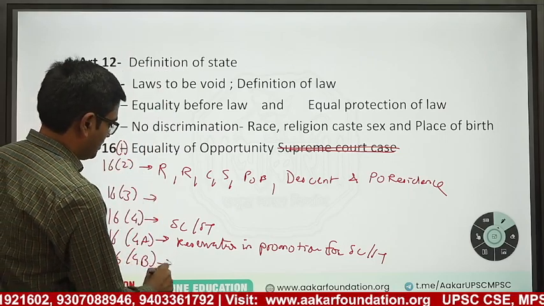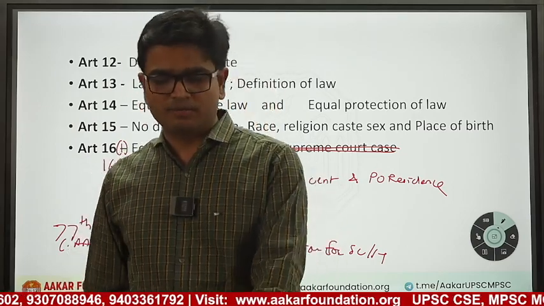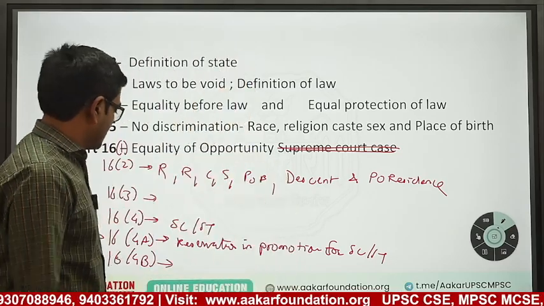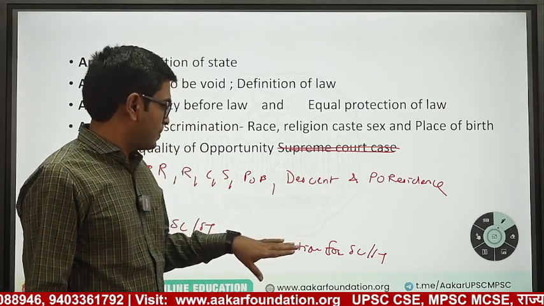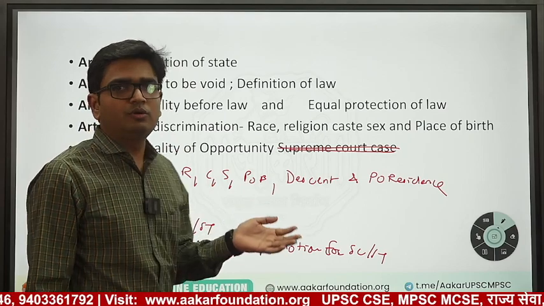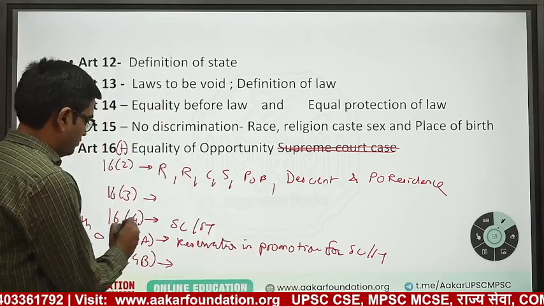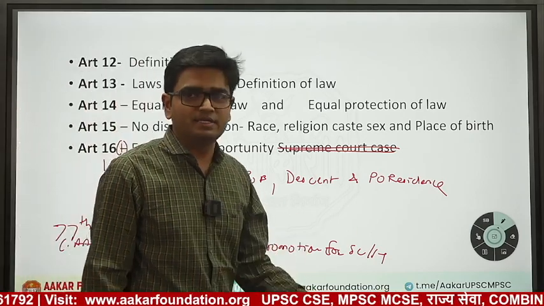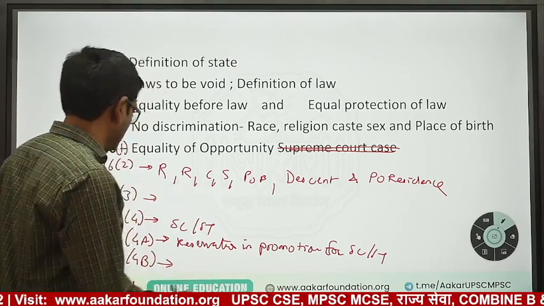16.4b. Now you know there is a limit for reservation in every state. For example, it shall not go beyond 50% according to the Indira Sawhney case, 1992. So 4b says that while calculating that ceiling limit, if there are any vacant seats available from the previous year, you should not calculate them under this year. So basically whatever is left vacant from 16.4 and 16.4a shall not be included in the next year's calculation of the ceiling. That's 16.4b.